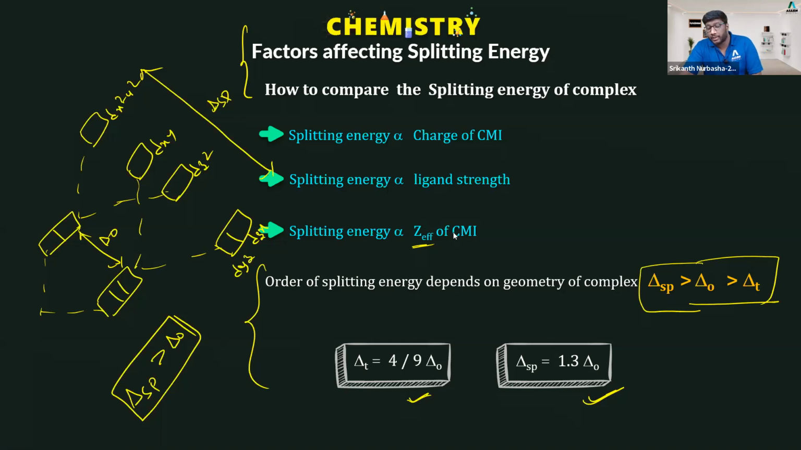With these points only we are going to comment upon stability of complexes. Stability of complex, again same things. Charge of central metal ion is directly proportional to stability of complex. Ligand strength is directly proportional to stability of complex. Z effective of central metal ion is directly proportional to stability of complex. Similarly, number of chelation rings is directly proportional to stability of complex. Like that, we'll be having some 4 to 5 points which can explain the stability of complexes formed.